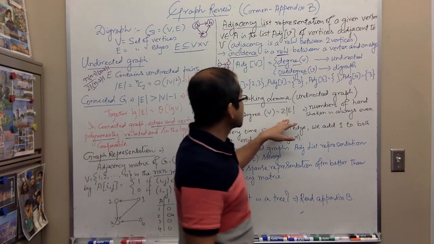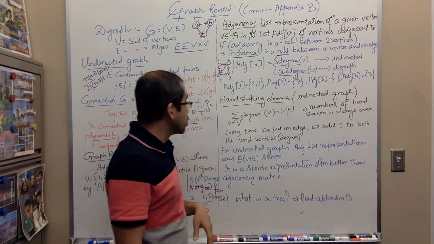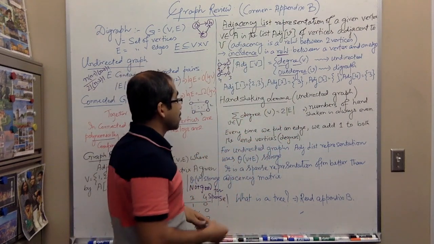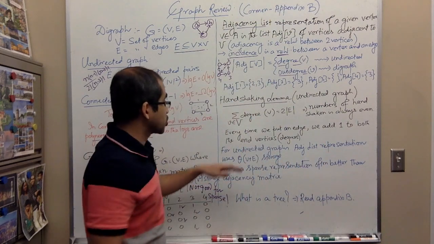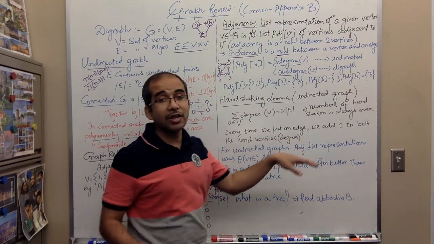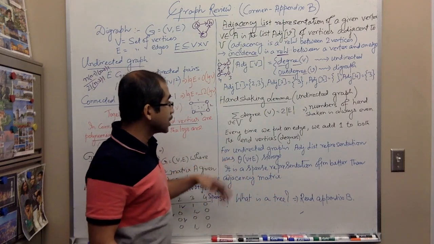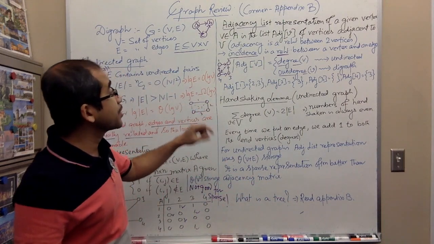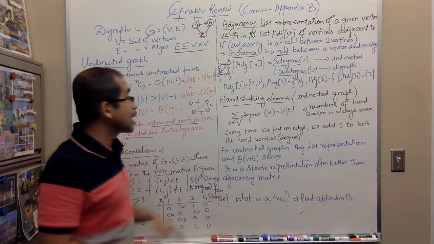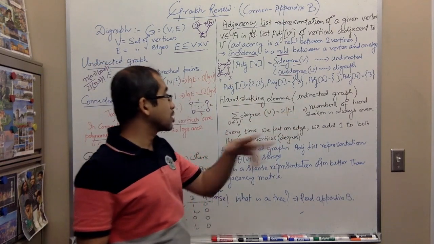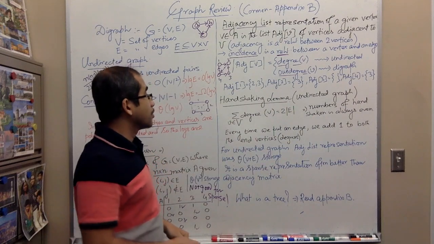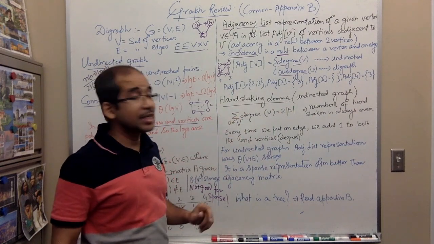So it is always a factor of 2, so it's always an even number. Every time we put an edge, we add 1 to both the end vertices, actually the degrees of the end vertices. Now, the handshaking lemma is very important. Always remember, the sum of degrees of all the vertices in the graph is always even.